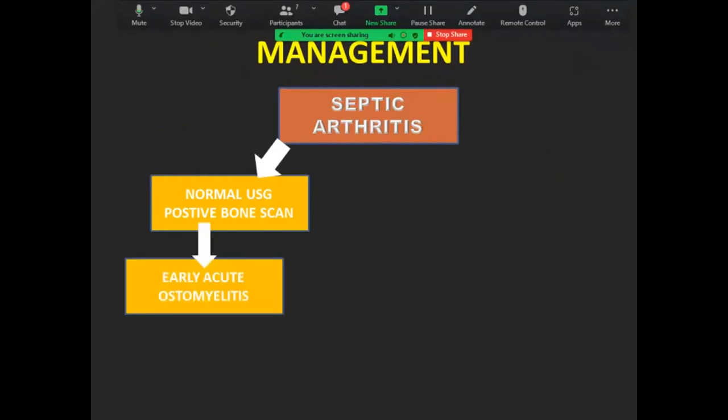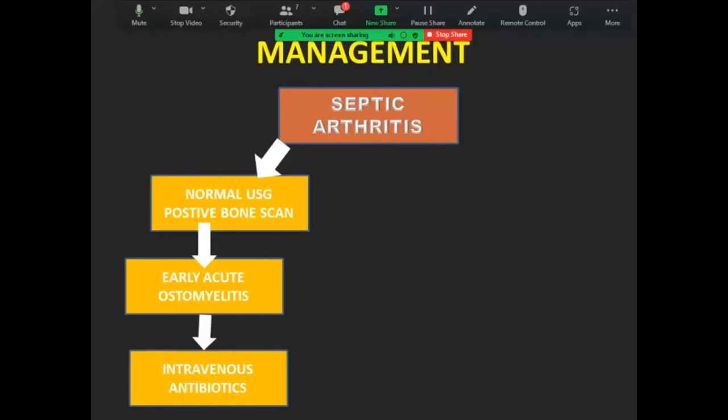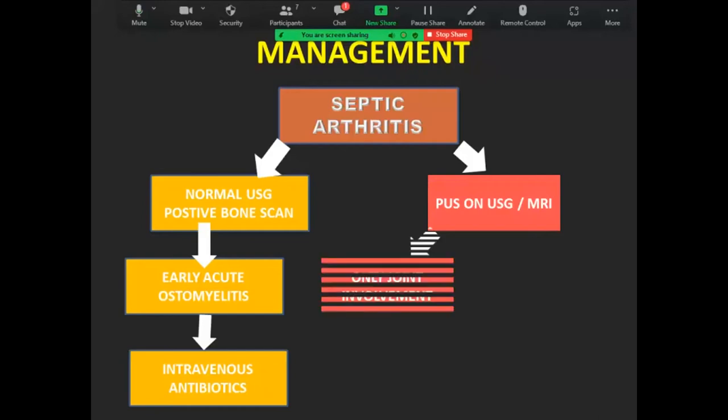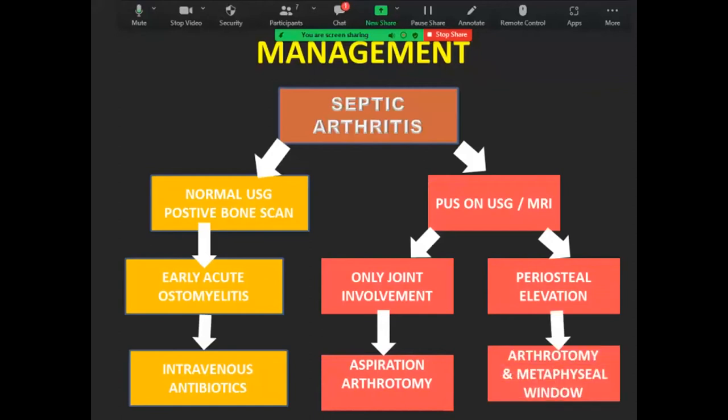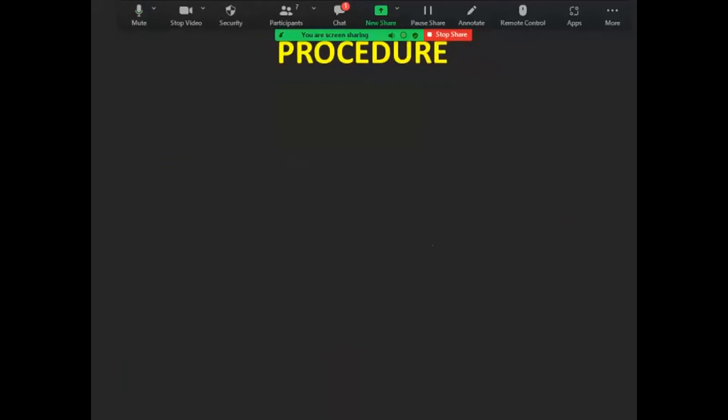In early acute osteomyelitis, we can start IV antibiotics. If there is pus on ultrasound or on MRI, and if it is showing only joint involvement, then aspiration followed by arthrotomy. If there is an accompanying periosteal elevation, then you have to treat with arthrotomy and a metaphyseal window. So how do we do it?